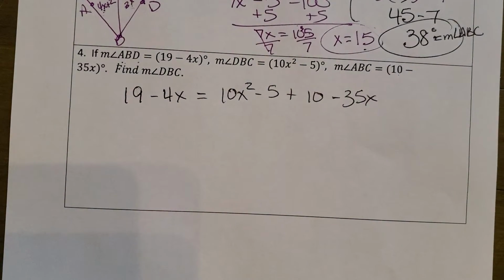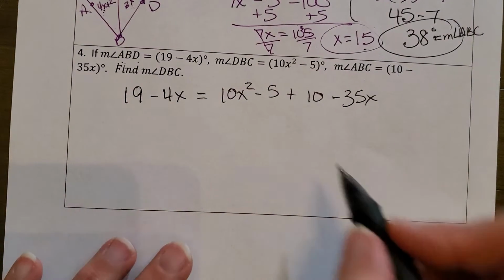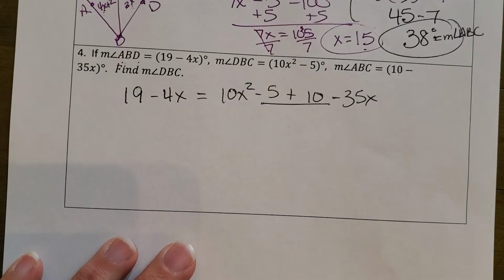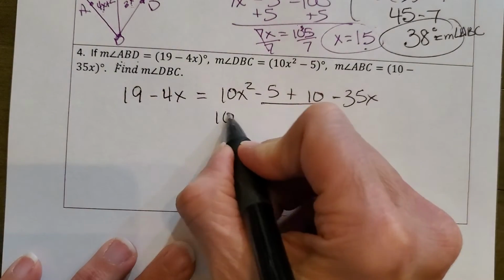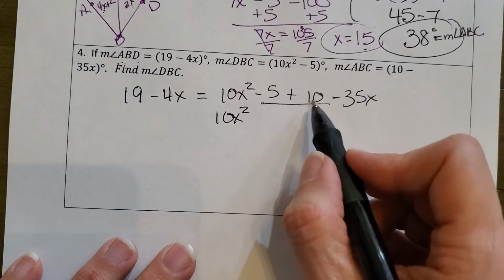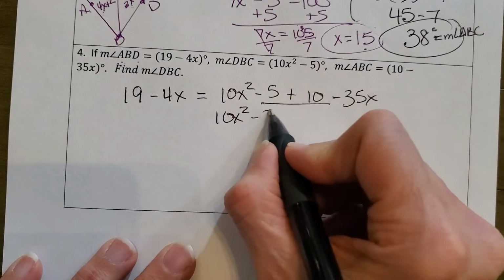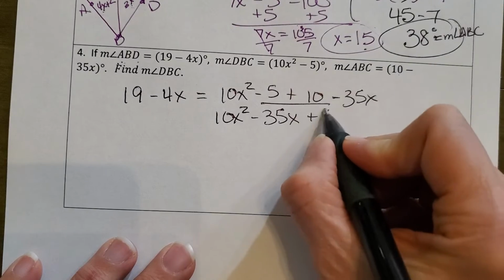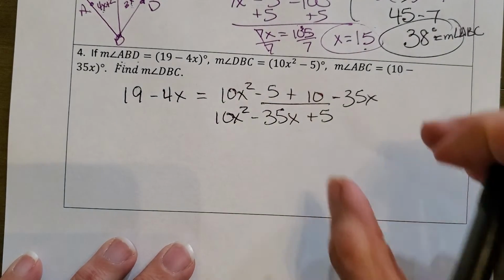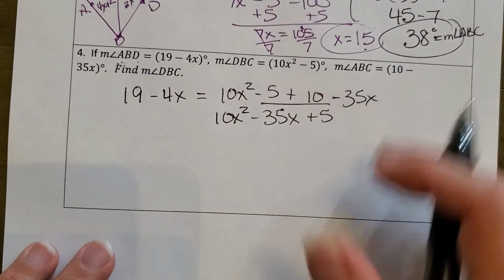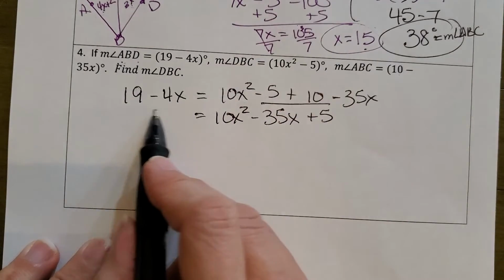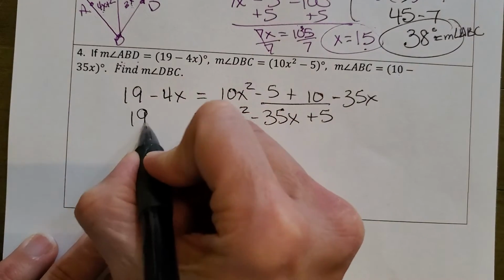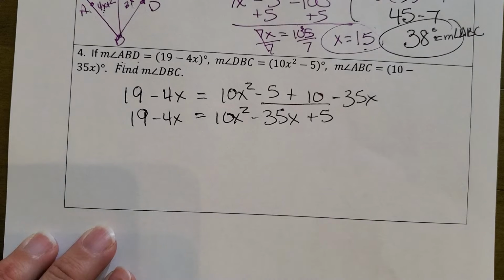So I've got some combining to do. So let's combine some like terms. These two are combinable. That's going to equal a 5. So I'm going to say 10x squared. At the same time, I'm going to scoot this 35x next to the x squared because I want to get it in standard form. So I just simplified and put it in the correct form on the right side. There's nothing that I have to do to the left side because these are not like terms. So keep in mind, you can only combine things that are like terms.